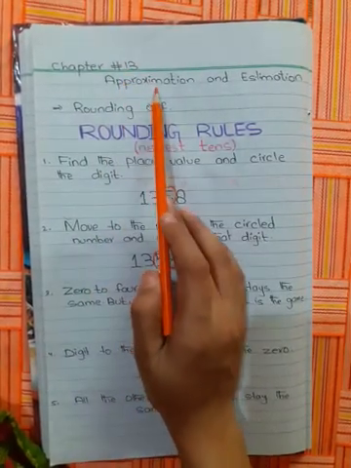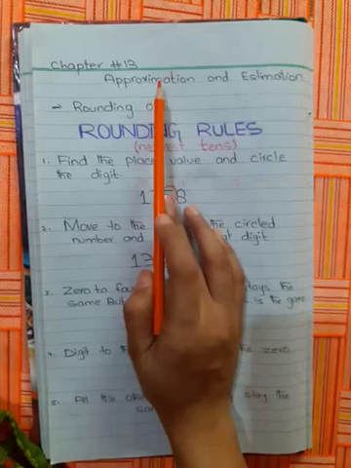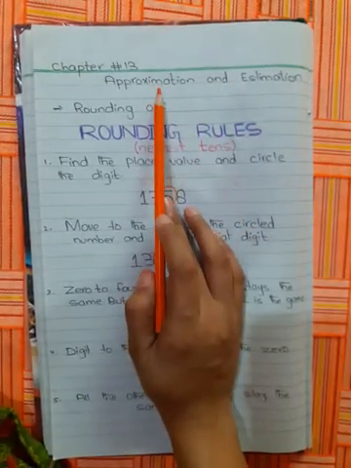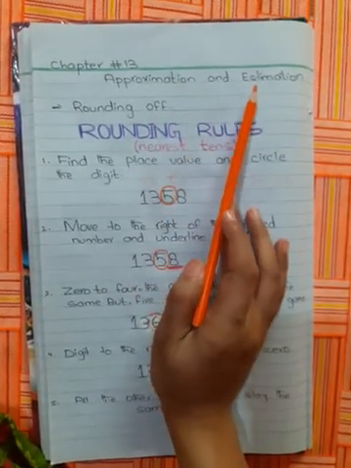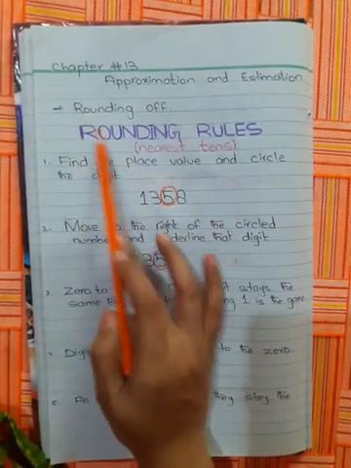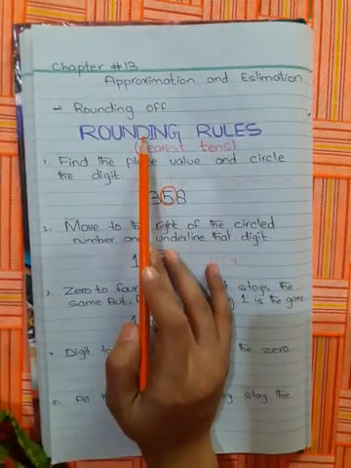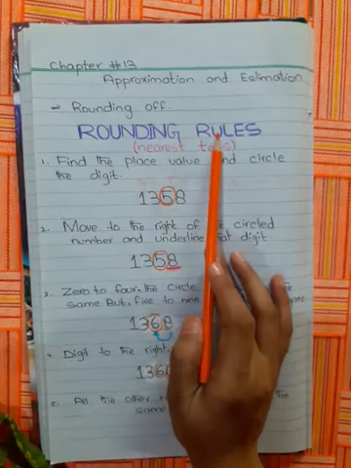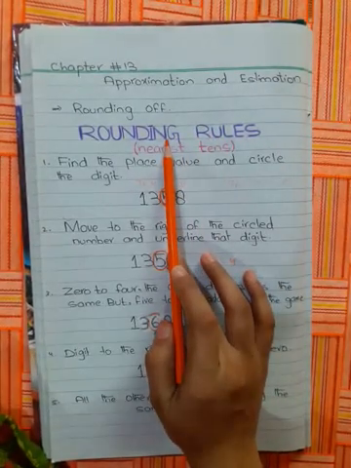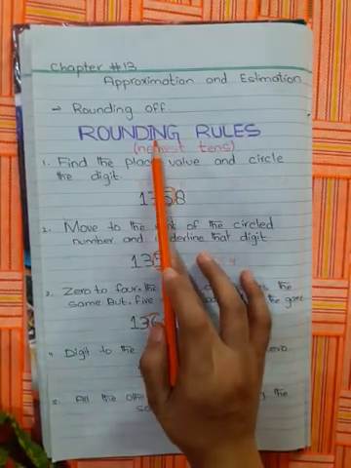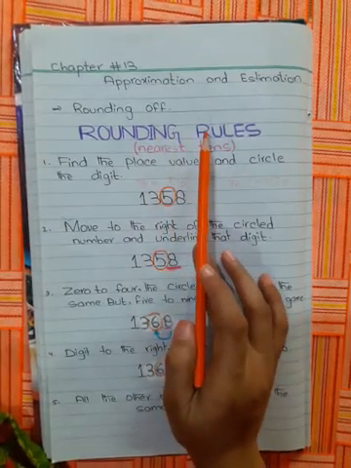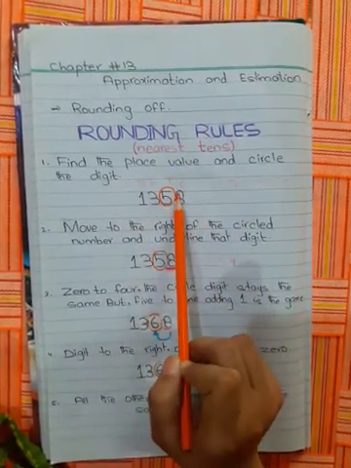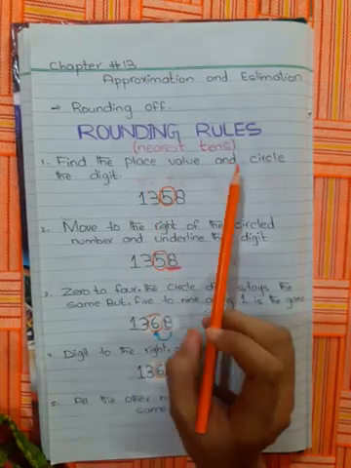The topic we are going to study today is rounding off, because we are learning chapter number 13, approximation and estimation. When we hear the name approximation and estimation, the topic of rounding off comes first to our mind. What do we do in rounding off? We change the number to the nearest tens, nearest hundred and nearest thousand for approximation, right?